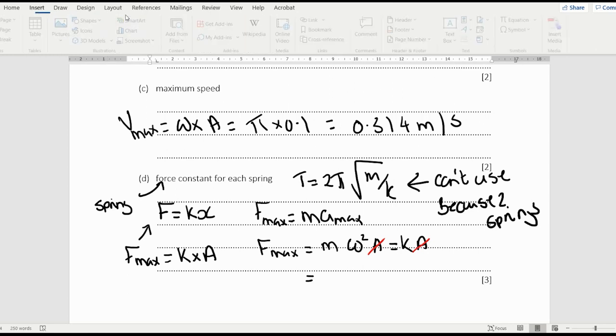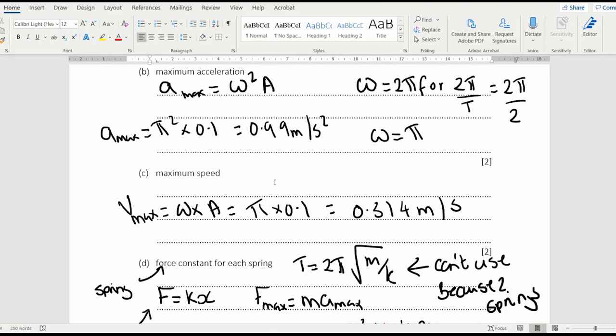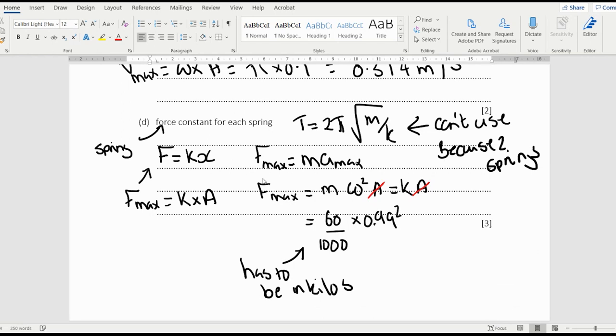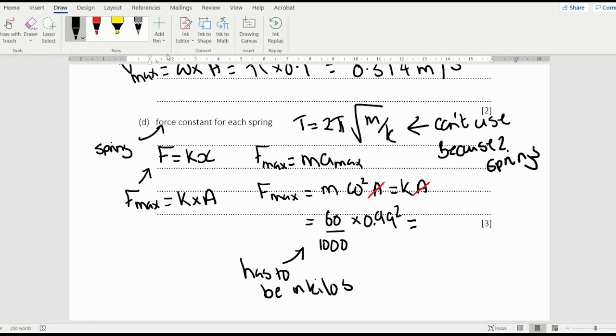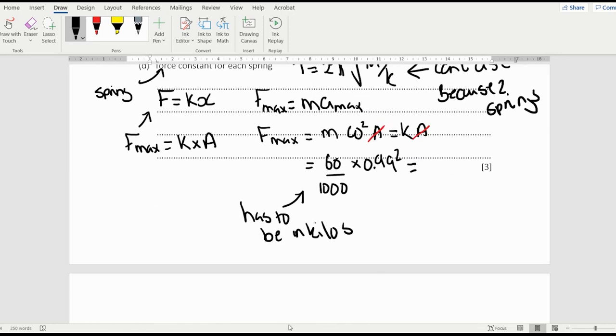Okay, so the mass of this object is 60 grams, I believe. Yep, 60 grams. So I've got 60 divided by 1,000, because it has to be in kilos, times by omega squared, so this is times by 0.99, and that's going to equal my spring constant. So I've got 60 divided by 1,000 times here by, oh no, I do apologise. I've just realised the question. The object is going to extend by 10. Just want to make sure.